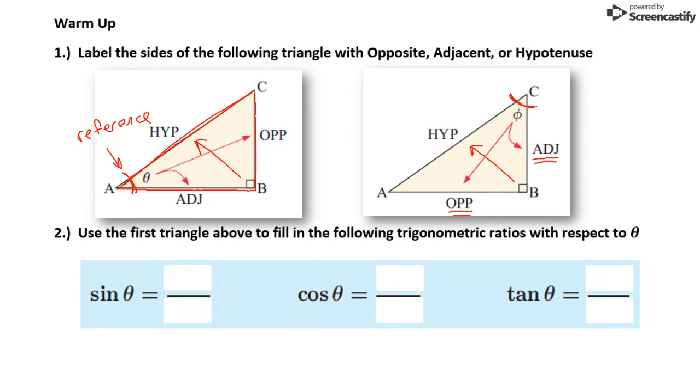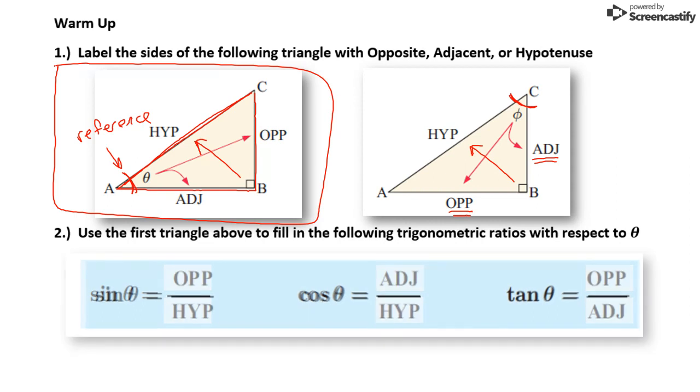Now we're going to use the first triangle to write down the three trig ratios that we want to be familiar with, and that is sine, cosine, and tangent. So if you remember, sine is opposite over hypotenuse, right? Opposite over hypotenuse. Cosine is adjacent over hypotenuse, and tangent is opposite over adjacent. And those three trig functions are just simply the ratio of the sides compared to the angle. That's what this function gives us, right? The ratio of the sides comparing it to the reference angle.